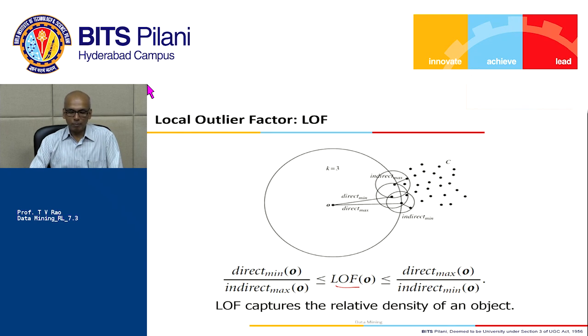So in a way, it represents the relative density of the object within its surroundings. So it is a good factor to consider when you are determining whether an object is going to be an outlier or not.